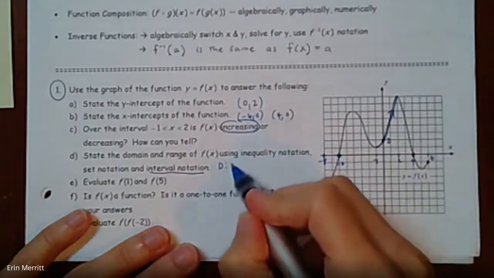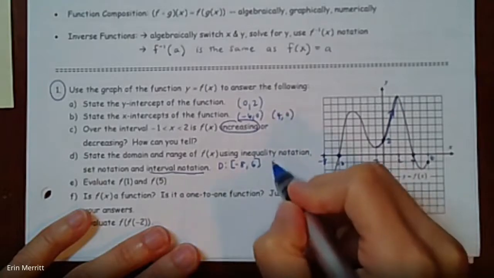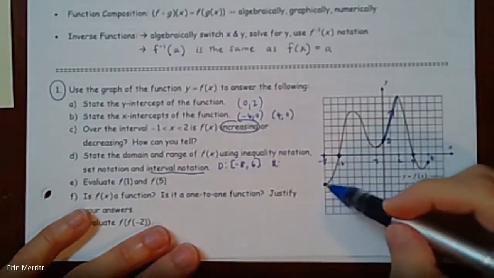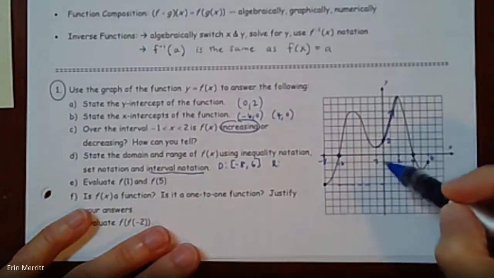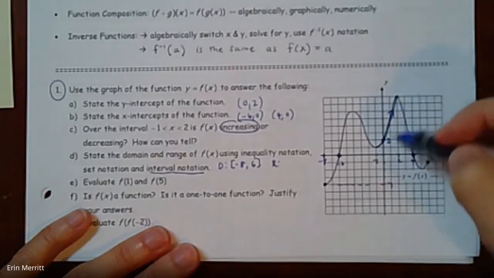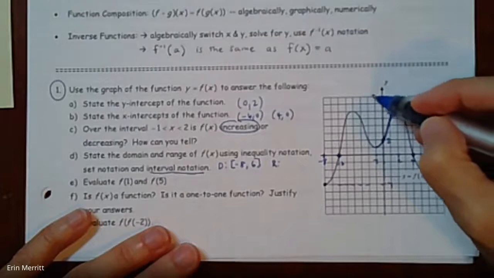So my domain goes from negative 8 to positive 6, whereas for the range, find the lowest point on the graph and the highest point. This is the lowest point of the graph. So that comes down to negative 1, 2, 3, 4. And then there's the highest point. That is at 2, 3, 4, 5, 6, 7, 8 right there.